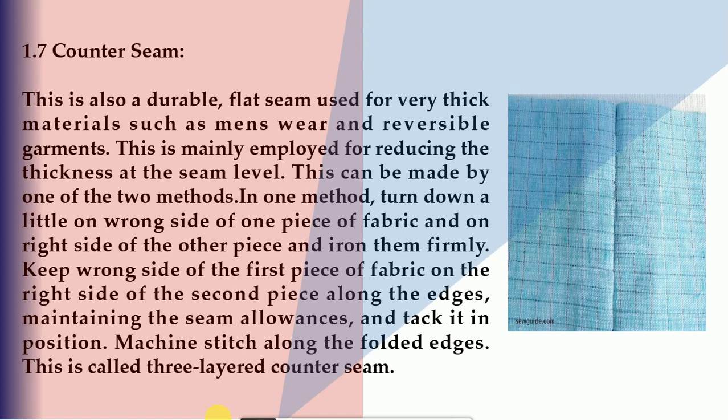In one method, turn down a little on the wrong side of one piece of fabric and on the right side of the other piece and iron them firmly. Keep the wrong side of the first piece of fabric on the right side of the second piece along the edges, maintaining the seam allowances, and tack it in position. Machine stitch along the folded edges. This is called 3-layered counter seam.